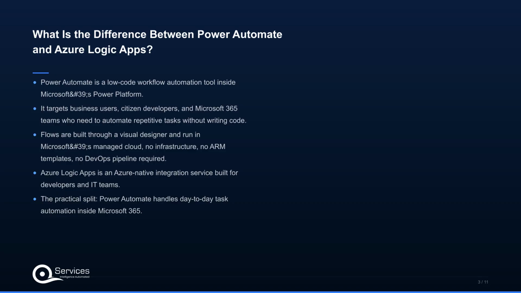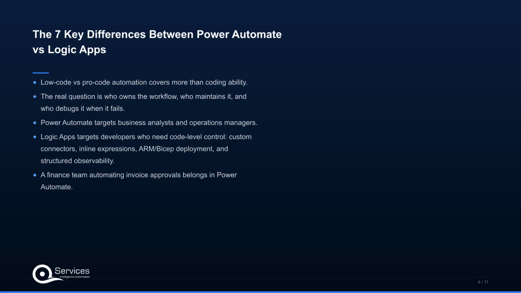The practical split: Power Automate handles day-to-day task automation inside Microsoft 365. Logic Apps handles system integrations, API orchestration, and high-volume event processing on Azure. This Power Automate Azure comparison maps to two distinct audiences, and conflating them leads to expensive rework. Now, let's talk about the 7 key differences between Power Automate versus Logic Apps.